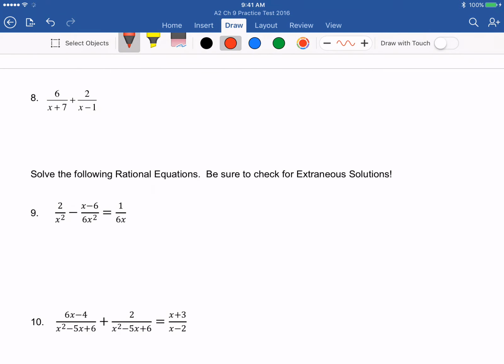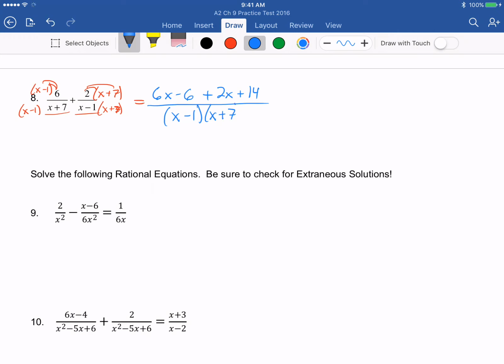So number 8, I noticed that this x plus 7 and this x minus 1, they don't have anything in common. So here, if they don't have anything in common, you just got to multiply it by what's on the other side. So that's x plus 7 and x plus 7 over here. I got to multiply by x minus 1 over here and x minus 1 over here. So I can distribute that 6 and I can distribute the 2. So now I have 6x minus 6 plus 2x plus 14 all over that least common denominator, which is x minus 1 and x plus 7.